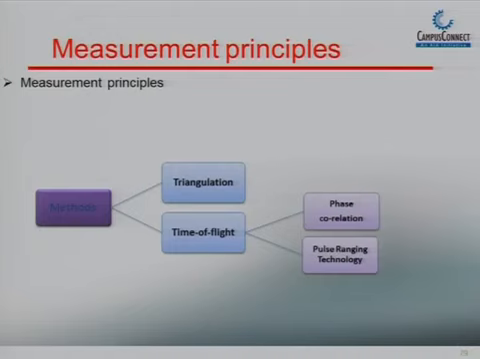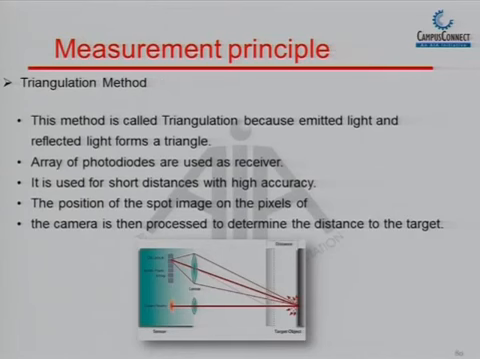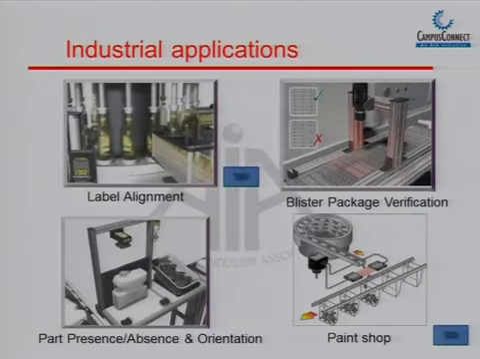Again, if you talk about time of flight, there are two principles inside it: phase correlation and PRT technology. PRT means pulse ranging technology. That means you are sending short pulses at a very high frequency, and you are measuring the time by which they get reflected back. So, these are different concepts. I will not go into detail. I will just show you a couple of videos of the sensor.